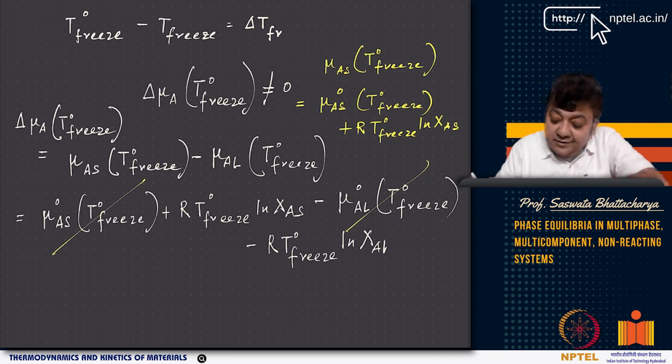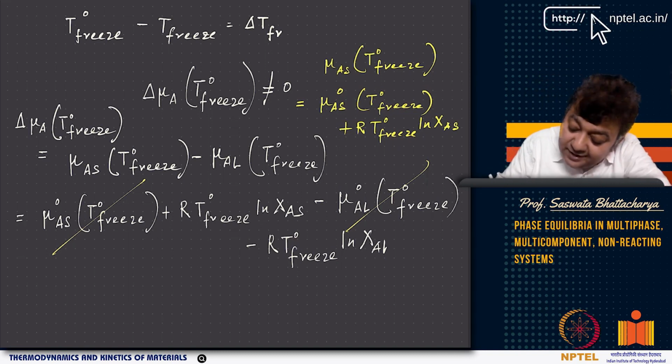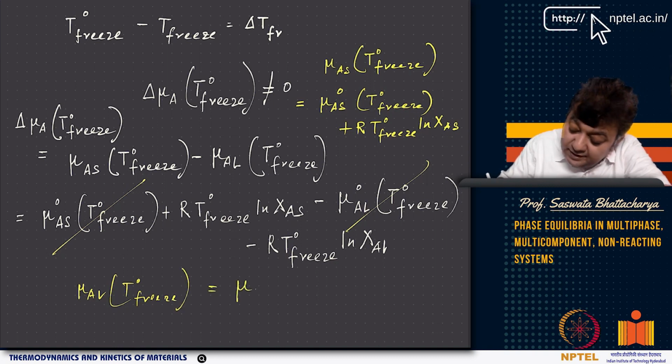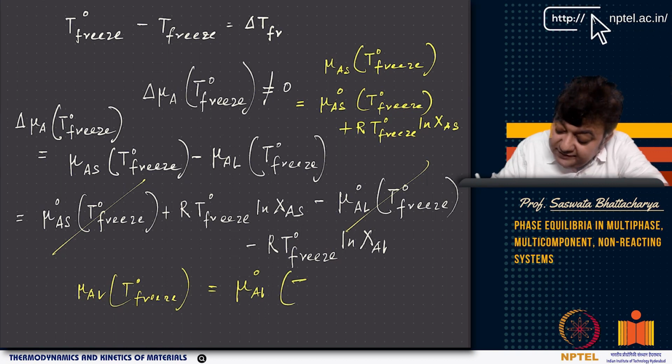And similarly for mu A L at T0 freeze, the freezing point of the solvent, but now we are looking at the solution, which is equal to mu A L0. Now mu A L0 means that is for the pure solvent, right? Mu A L0 at T0 freeze, remember, right?